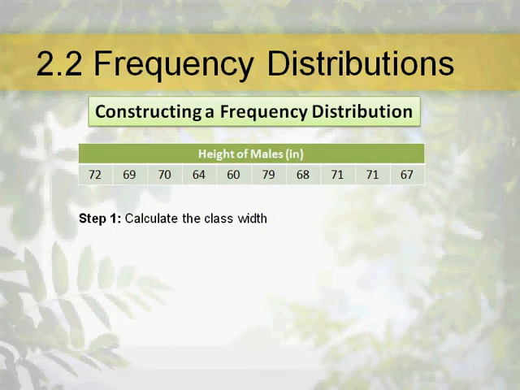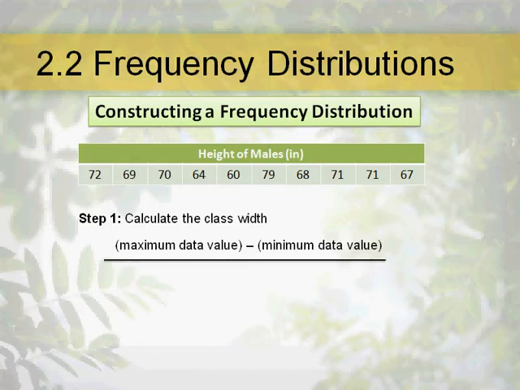The first thing we must do is calculate the class width. To do this, we start by finding the difference between the maximum value in our data and the minimum value in our data. Then we divide by the number of classes we were told to use. In our case, we come to about 5. If this calculation ever results in a decimal, you will round up to the nearest whole number.